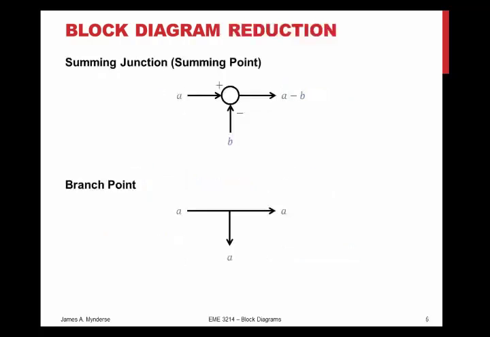Also, as your signals propagate, we need to think about a couple of other things in here. One of them being summing junctions, and another being branch points. If we've got two signals that need to combine, we use a summing junction, which sums them together. In this case, there's a little plus and a little minus.